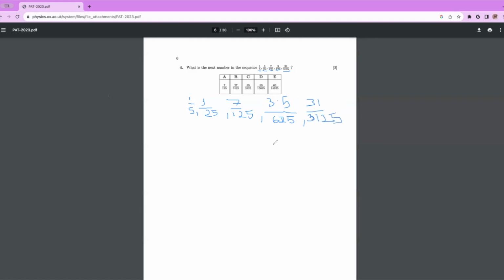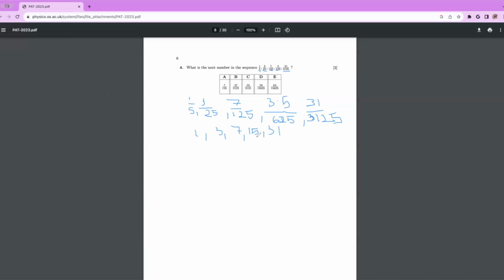Okay. So now we have a trend that each one seems to multiply by at least a factor of 1/5. So that suggests that this is probably a geometric progression of some sort. And now we can see that the numbers on the top are 1, 3, 7, and 3 times 5 is 15, and the last one is 31.